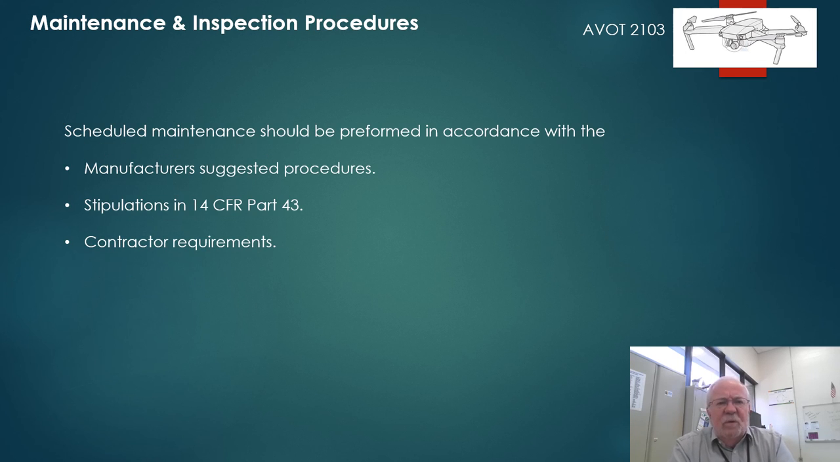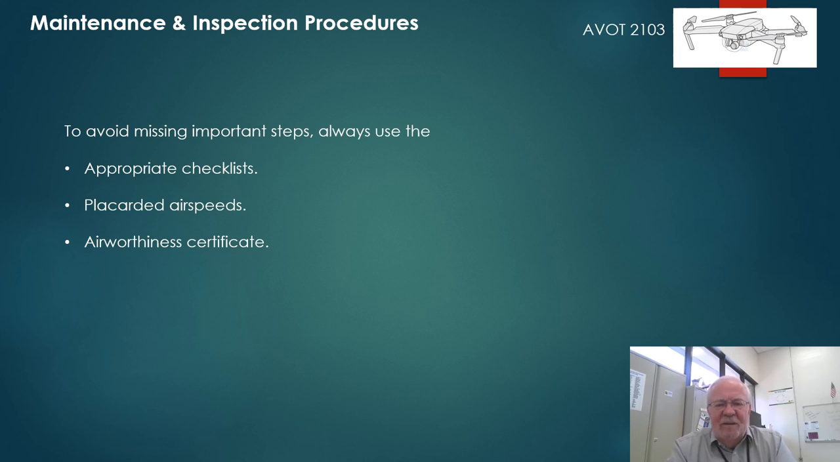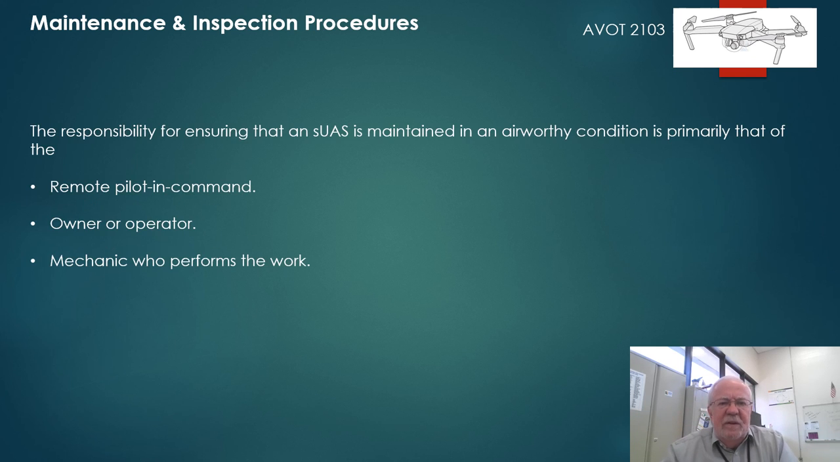Scheduled maintenance should be performed in accordance with, and again, this is obvious, manufacturer suggested procedures, right? To avoid missing important steps. This is back to crew resource management, human factors, discussions before, checklists, because we get busy, we forget things, okay? If you have a written checklist right there, you can go through it just to jog your memory. Oh yeah, I forgot to take the gimbal guard off, and now I'm flying around and we're not taking pictures because we can't turn the gimbal. Or whatever. I forgot to screw the propeller blade on properly.